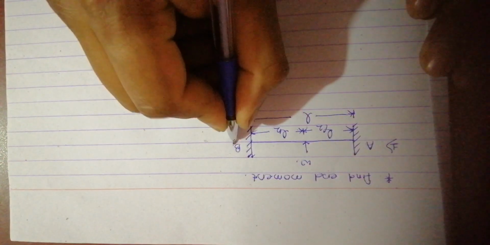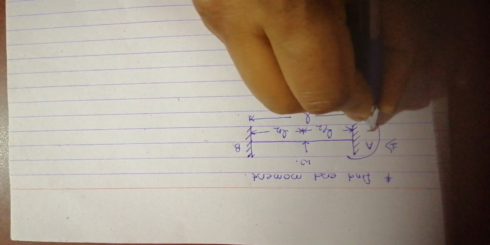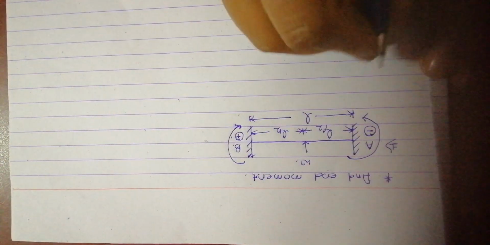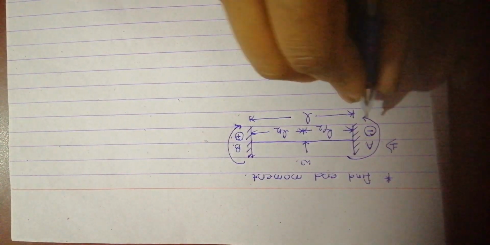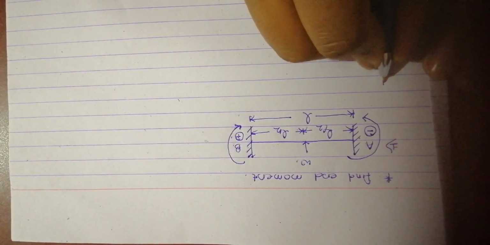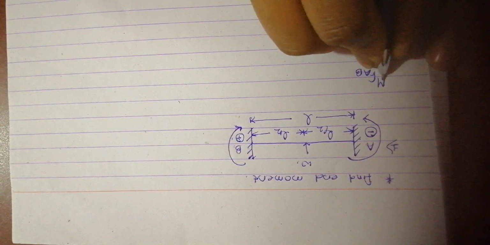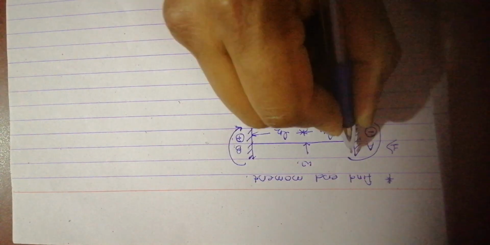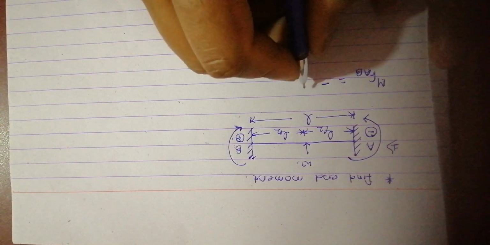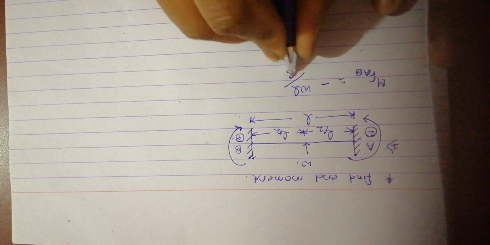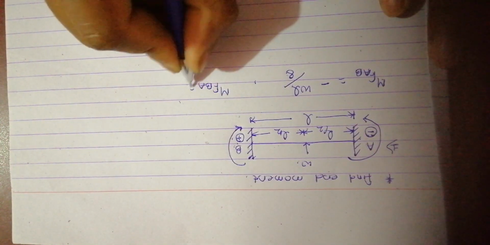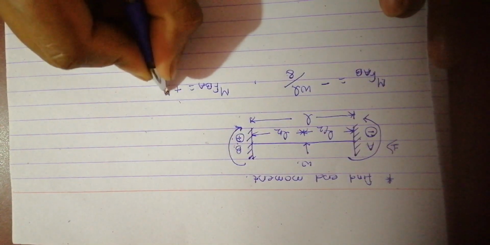The fixed end moment from A to B. At end A the moment is anti-clockwise, so use negative, and at B use positive for clockwise. So the fixed end moment from A to B we can write MFAB, fixed end moment from A to B, is equal to negative, because at the fixed end A the moment is anti-clockwise, and the formula is WL by 8. And the fixed end moment MFBA is equal to positive because it is clockwise, so we use the formula WL by 8.